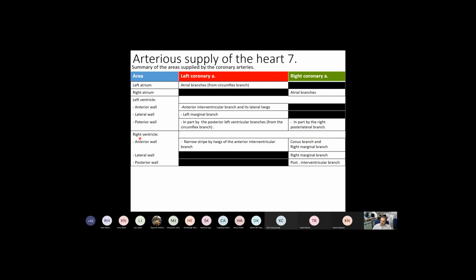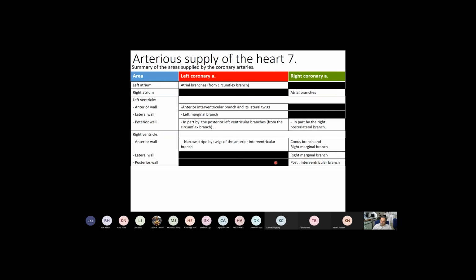If we move to the right ventricle now, look at the black color, the proportion changes. Now the left coronary artery does less. So the narrow area next to the anterior interventricular groove is supplied by the left coronary artery, but the right coronary does more. With the conus branches, the right marginal branch does the anterior wall. The right marginal branch also does the lateral wall, and the posterior wall gets blood from the posterior interventricular branch.